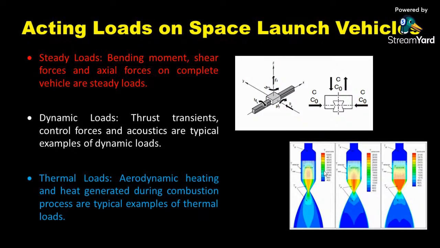Moving to the dynamic loads, they consist of thrust, control forces, and acoustics. What are acoustics? Acoustics are high intensity noises generated by high velocity exhaust gases, which are reflected by the ground and launching facilities. Then come thermal loads. As mentioned before, they consist of aerodynamic heating and heat generated during combustion processes.